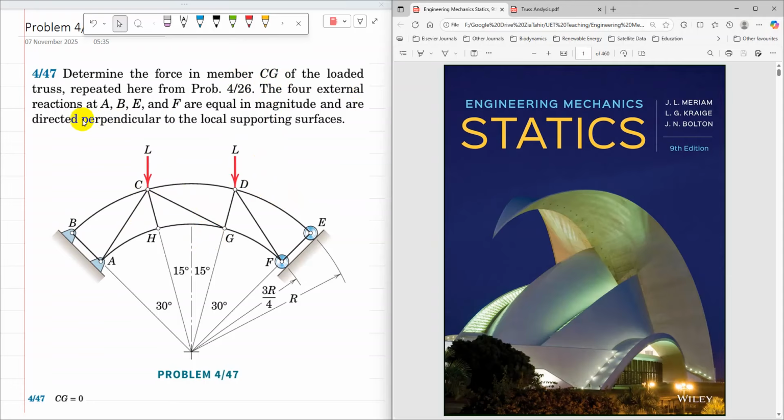The four external reactions at A, B, E, and F are equal in magnitude and are directed perpendicular to the local supporting surfaces. So the reactions are equal and perpendicular to these surfaces. As the force in only one member is required, I'm going to solve this problem using the method of sections.